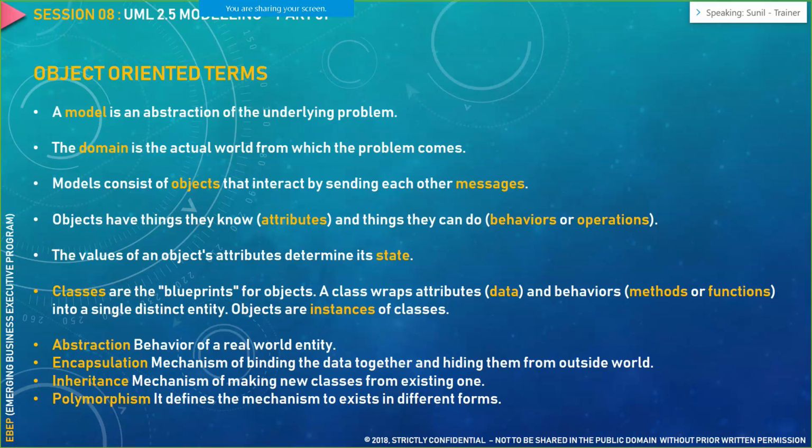Then comes the domain part. It's the actual world from which the problem comes. So the domain could be anything, your banking, your insurance. Within that particular domain, what are the subdomains, what are the tertiary domains? Whatever it is, we would be using that as well when it comes to object oriented analysis. Now, a model consists of objects and messages.